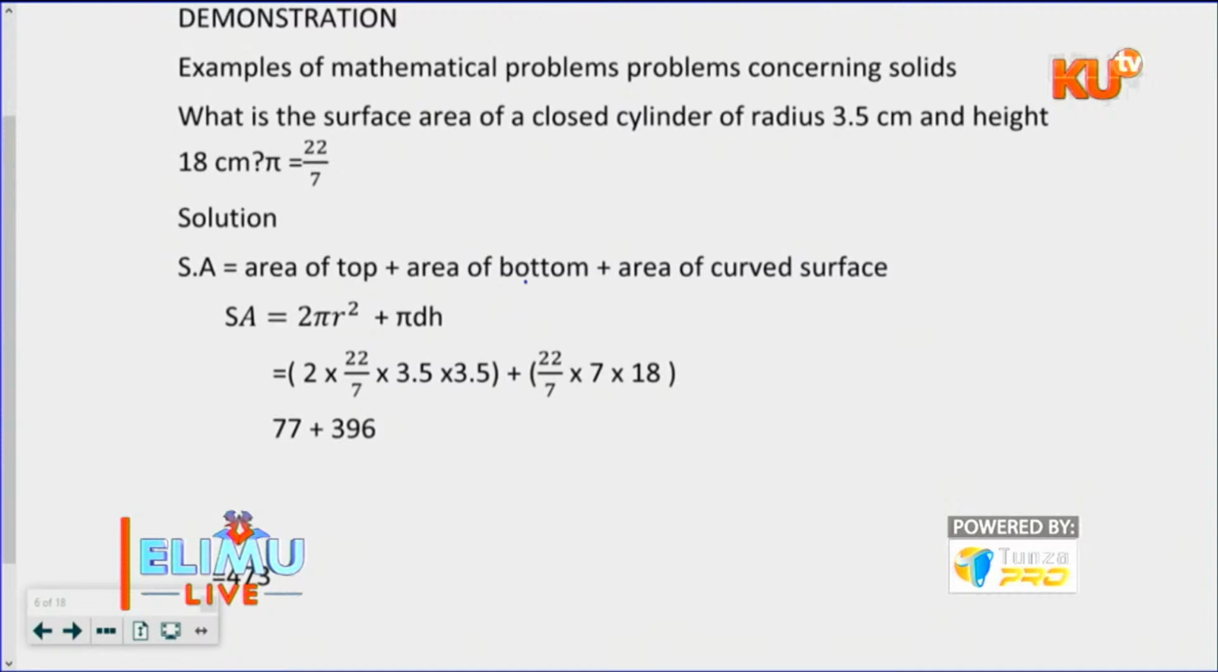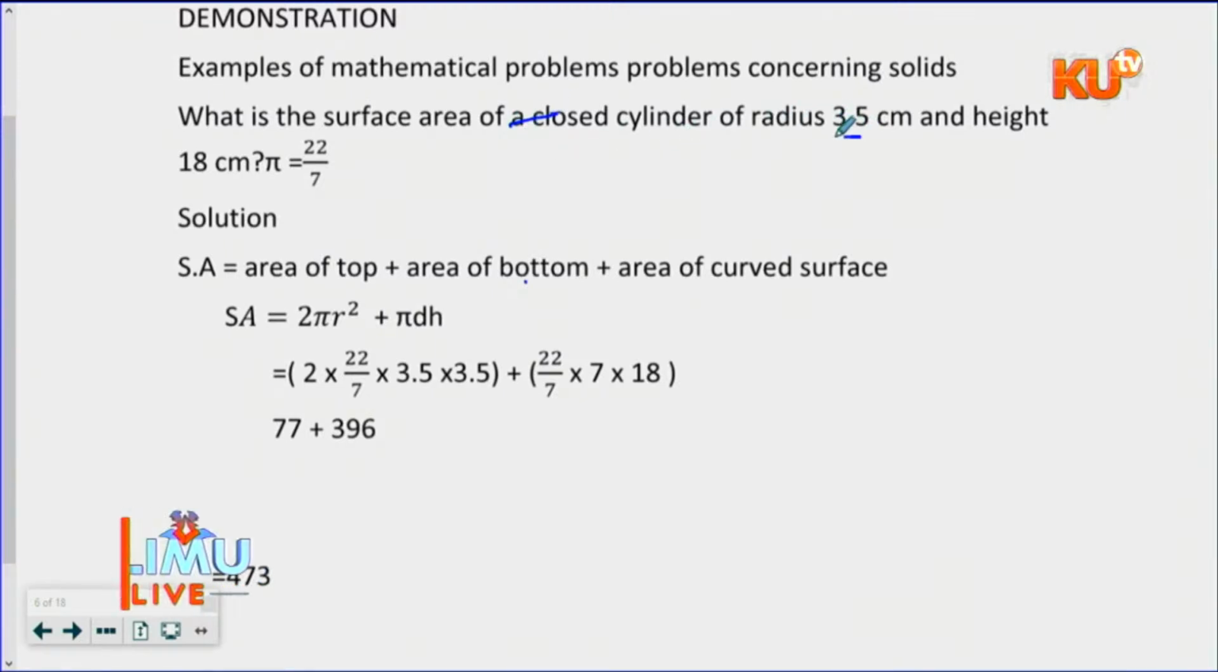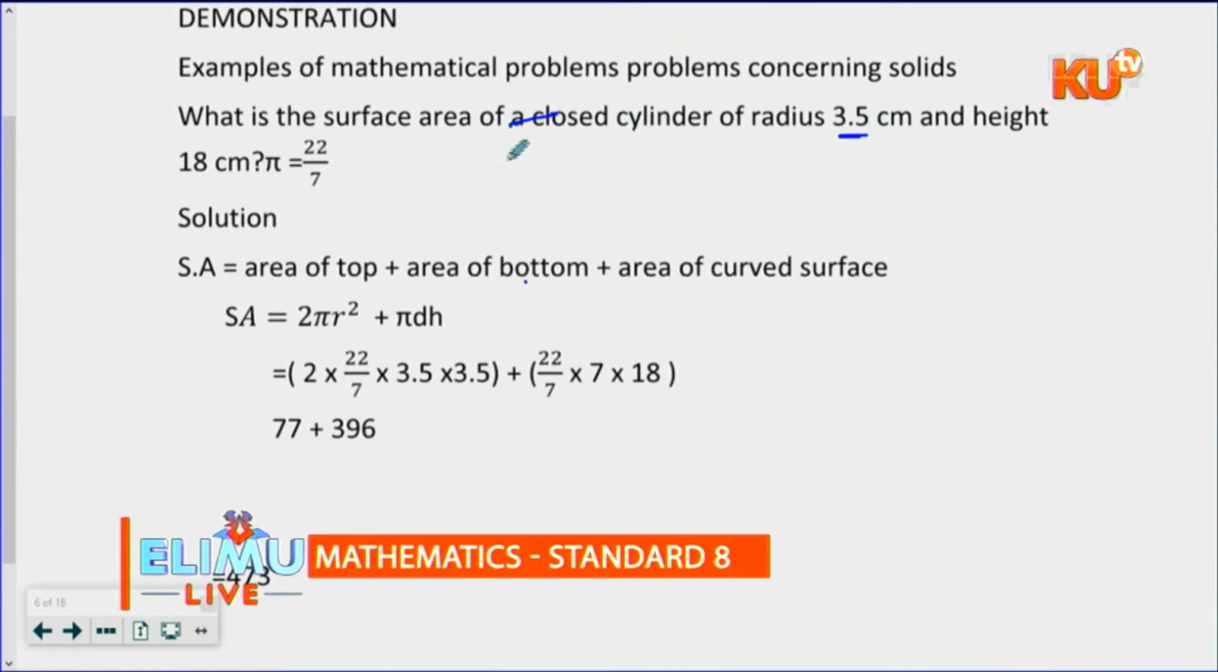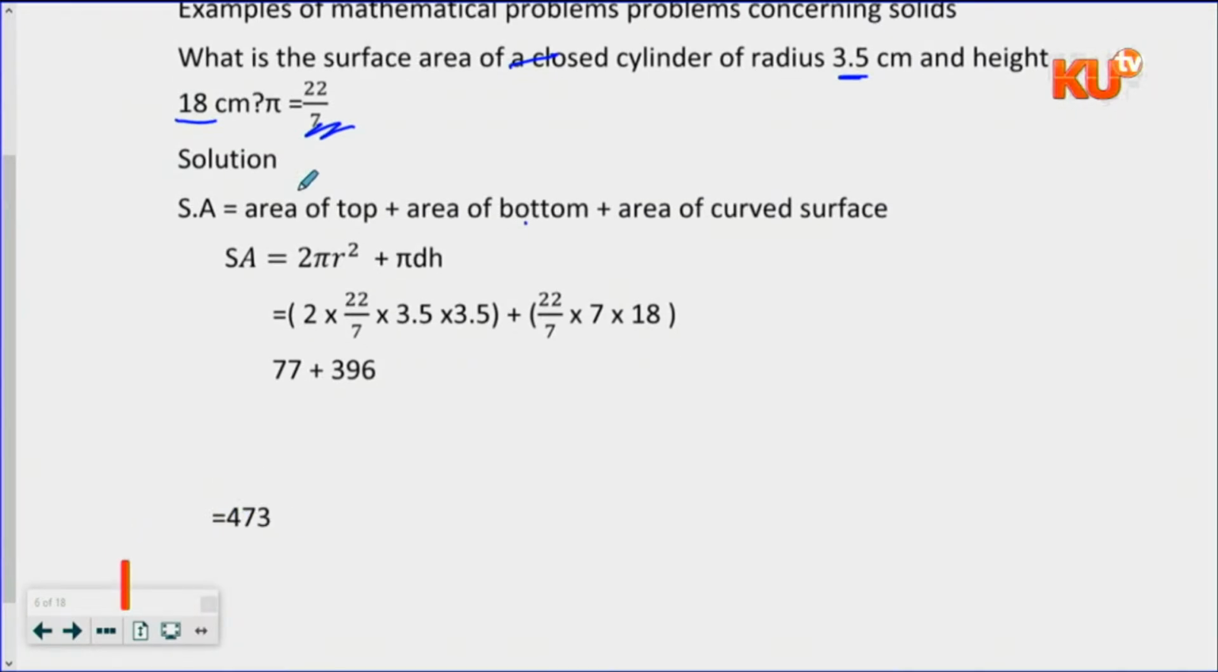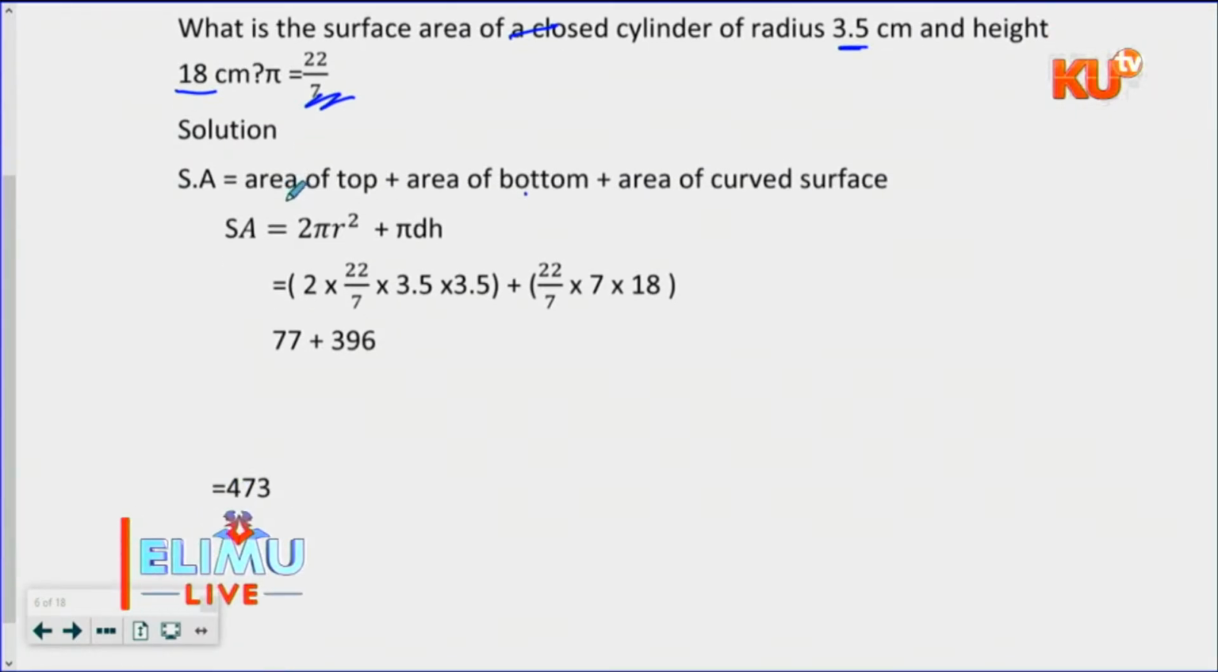What is the surface area of a closed cylinder whose radius is 3.5, and we also have a height of 18, and pi is 22/7, that is our pi. We come to the formula we learned earlier.